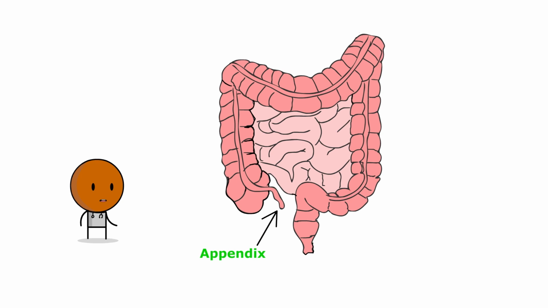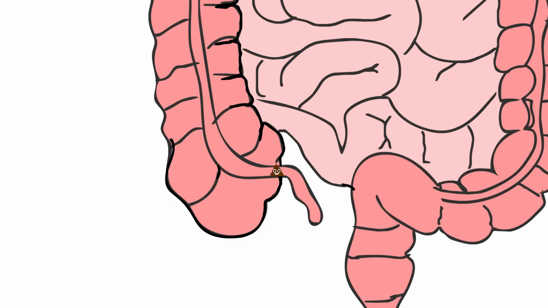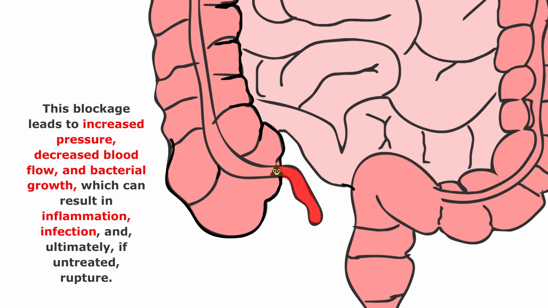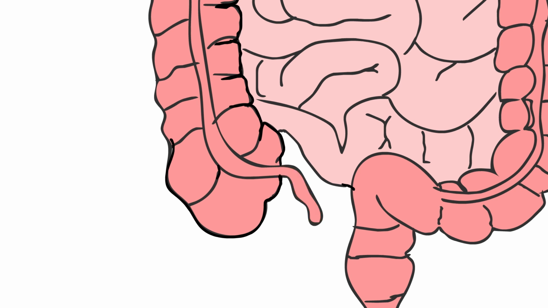The appendix is a small tube-like organ attached to the large intestine. It doesn't really play a crucial role in the human body or function. But appendicitis occurs when the appendix becomes inflamed, usually due to obstruction by feces, like a fecal lith, a foreign body, or rarely a tumor. This blockage leads to increased pressure, decreased blood flow, and increased bacterial growth, which can result in inflammation, infection, and ultimately, if left untreated, rupture.